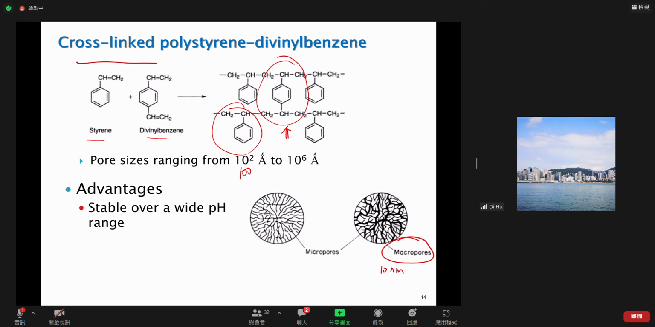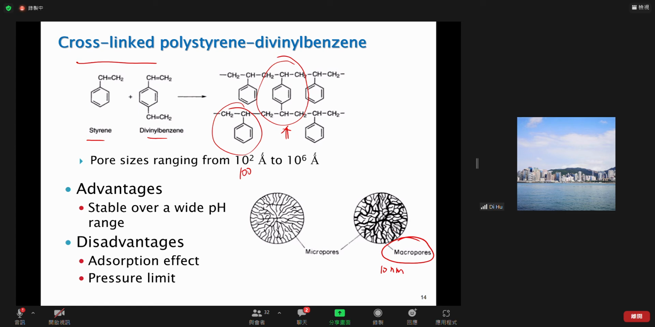Okay, advantage: it can handle a very wide pH range, much wider than the silica particle, basically stable between 0 and 14. But disadvantage, as we mentioned earlier as well, it's relatively soft, it's not so rigid. So it may not be able to handle very high pressure. It has pressure limits.